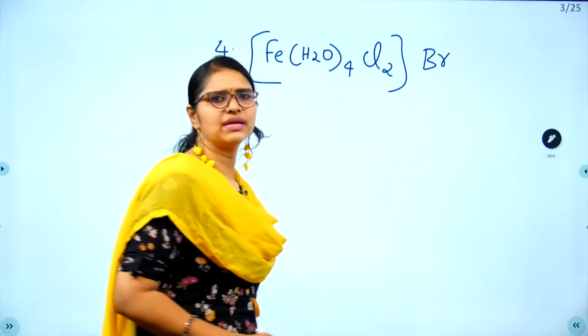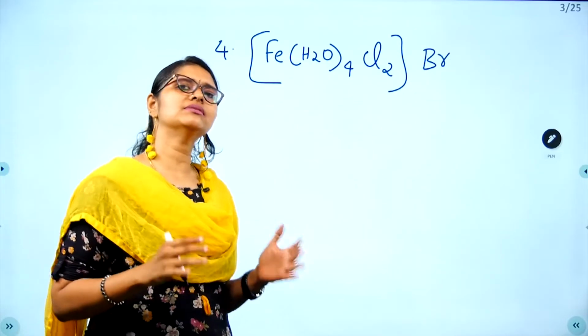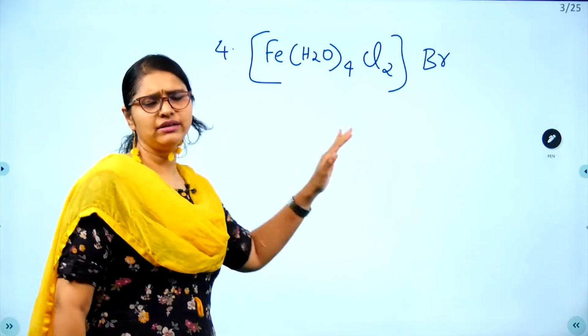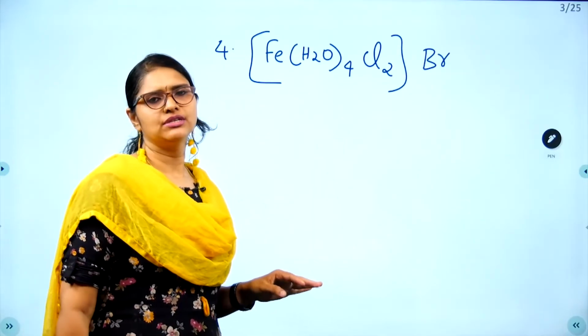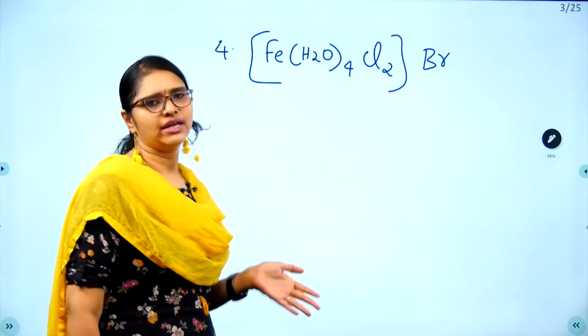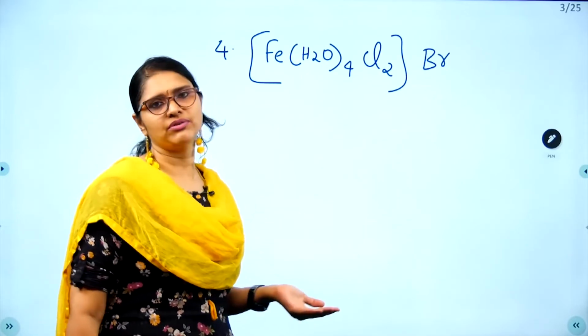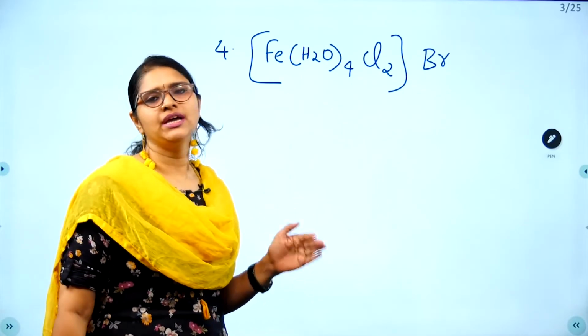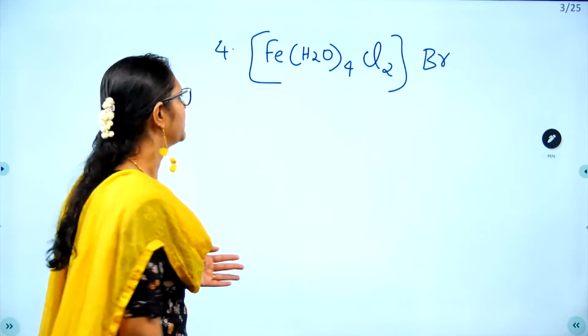So I have a complex like this. Now how to name this complex? Again, we don't have a positive ion here. So what we should do? We should start with the ligand. But you have more than one type of ligand. So you should arrange by the alphabetical order. You have to arrange by the alphabetical order.